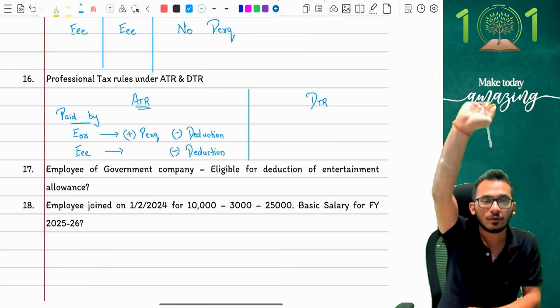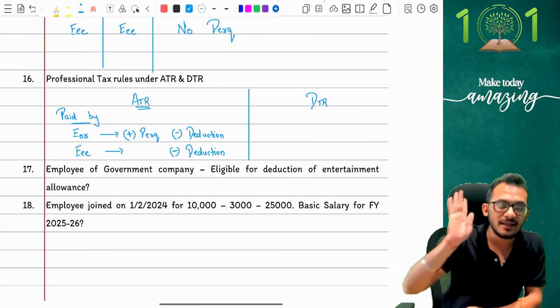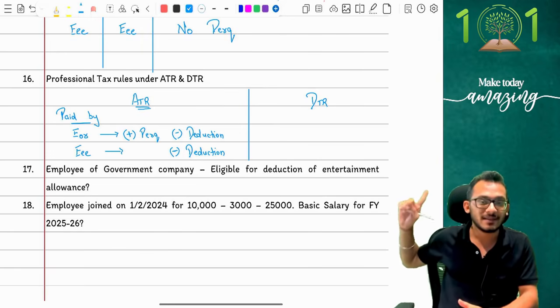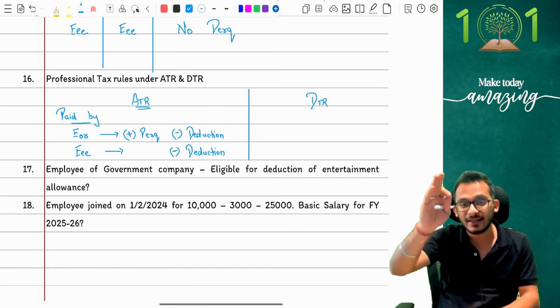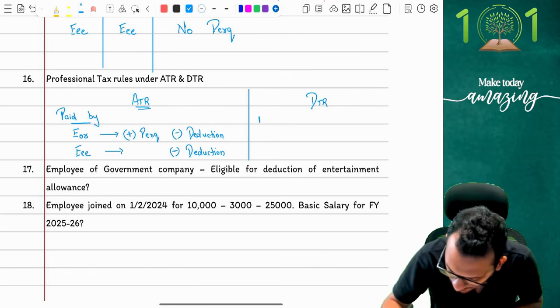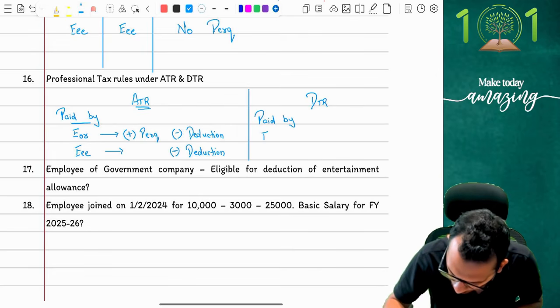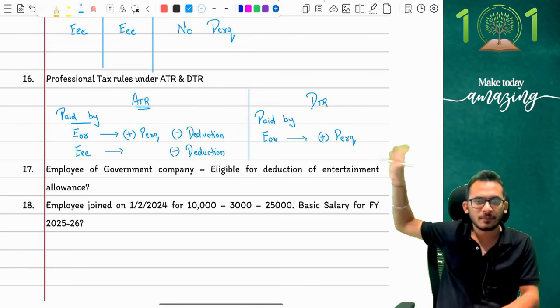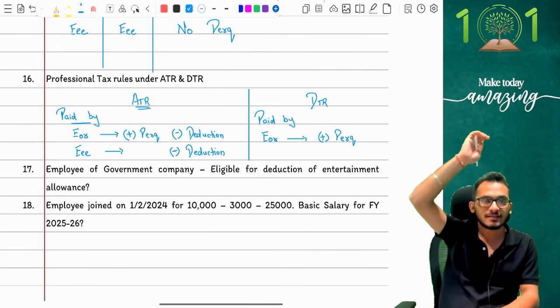Income tax has come and told, my dear child, if you are under DTR, only one thing has been taken away. The deductions have been taken away, which means the taxability part has not changed. The deduction alone has changed, which means under DTR rules, if it is paid by employer, I am going to say, simply add to perk, full stop. Meaning income tax will say, put it under perquisite and tax it because the employee's money, employer has paid.